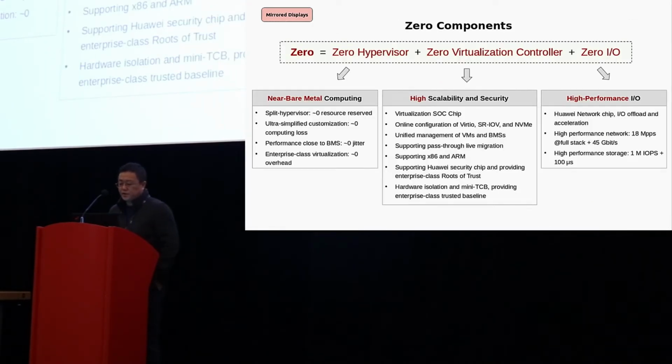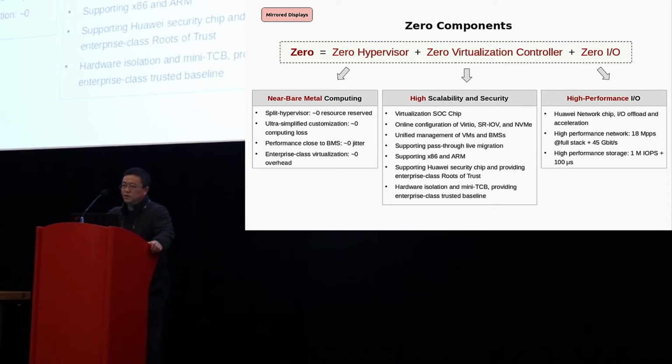This is the Zero components. Zero consists of a Zero hypervisor, Zero virtualization controller, or you can call it Zero control panel, and Zero I/O. For Zero hypervisors, we have the target of 4.0. So that's the reason why we call this project Zero. Currently, we have realized one or two zeros in Huawei's Zero, the first generation of Zero online. But in next year and the year after next year, we still continue to do the hypervisor work.